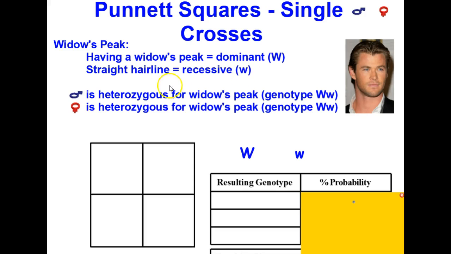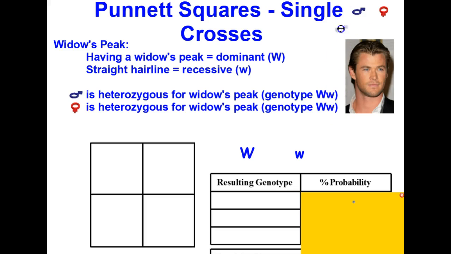In this example, we're asked for the male, this is the symbol for male, to be heterozygous for widow's peak. What does that mean? That means they would have different genes for this: a capital W and a lowercase w. So heterozygous, dominant, with a female that's also heterozygous, dominant. So the female also has a genotype that is big W, little w.